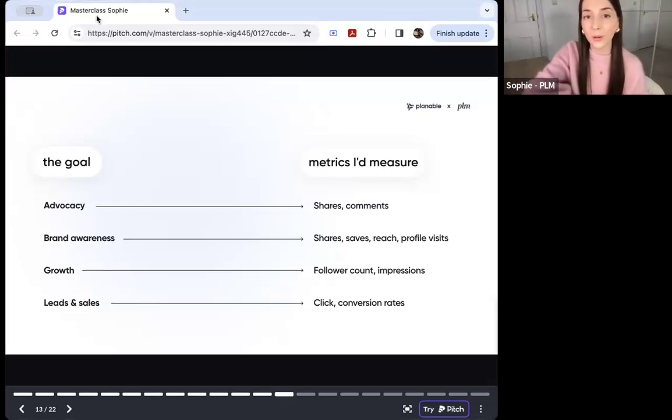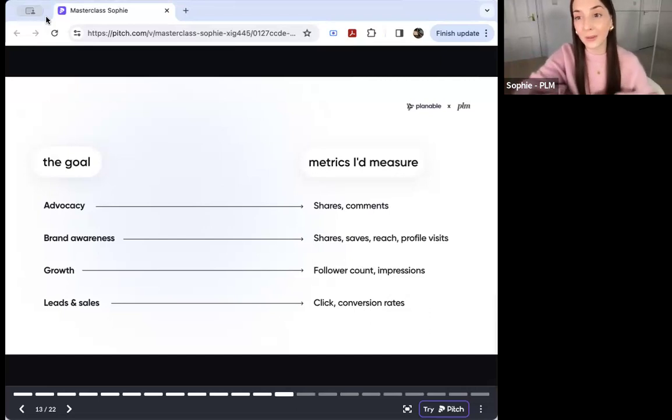Growth might be a goal. I do not think that growth and follower count is a dirty word. Again, I do not think vanity metrics exist. I think it is absolutely fine to want more followers as long as you understand why. In terms of the metrics, we'd of course look at our follower count. Is that going up or down? And then impressions as well. How many people are seeing the content? What are they doing once they have seen it as well?